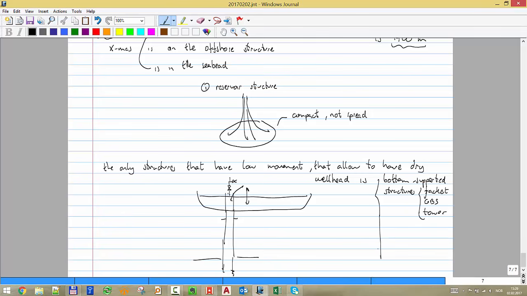And also from the other group, the floating group, we have just the TLP, because of this particular characteristic that when you try to move it to one side, it's going to go very quickly back. TLP and spar, because of the heave movement, the up and down movement, how much the spar is moving is more or less 3 meters. So we are not saying that it doesn't move, it moves, but this 3 meters won't cause any damage to the well.